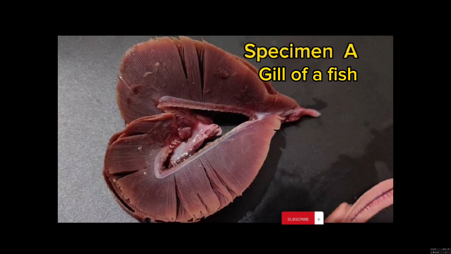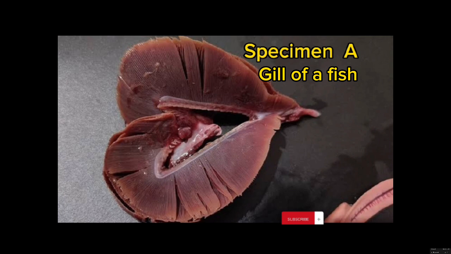Now I'm going to start with the first point I want you to note. Note this, the gill of a fish. The gill of a fish is also sometimes called the branchia, gill or branchia. If they ask you questions like, where is specimen A found? You could say it is found in a fish.